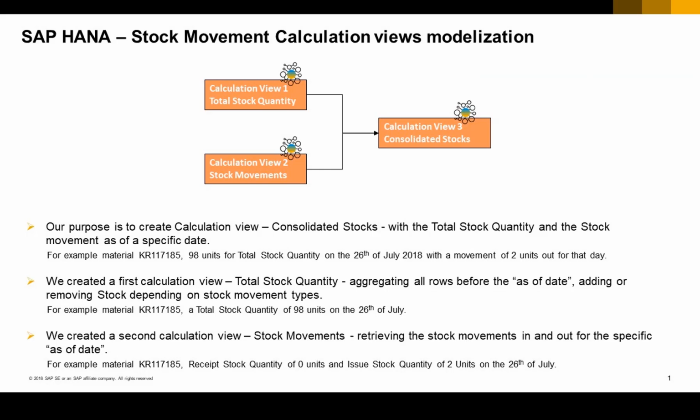Just to explain, we saw that the input value was sent through the HANA Live inside from SAP Analytics Cloud into a HANA calculated view, and this HANA calculated view was done using two different calculation views, one for calculating the total stock and one for the specific stock movements for a specific date for that input date.